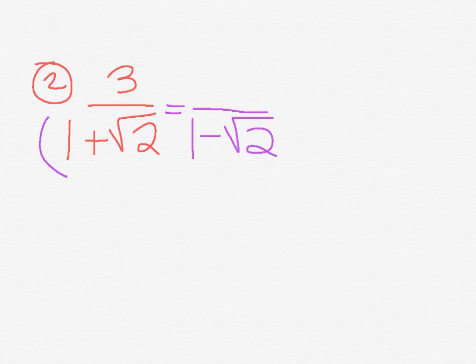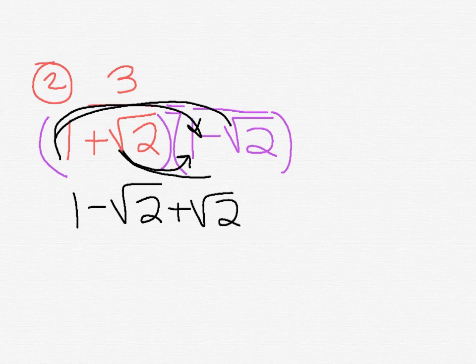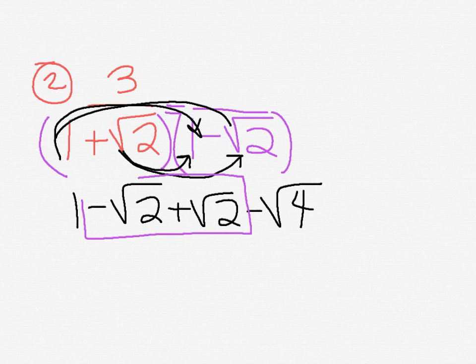So now what you've done is you created a new FOIL problem. So we're going to FOIL this real quick. So 1 times 1 is going to give me 1. 1 times negative square root of 2 is still negative square root of 2. Square root of 2 times 1 is just square root of 2. And then square root of 2 times negative square root of 2 is going to be negative square root of 4. Now look what happens right here. When I take negative square root of 2 plus positive square root of 2, that cancels out. So that's why we do the opposite, because it's going to make the radical cancel.